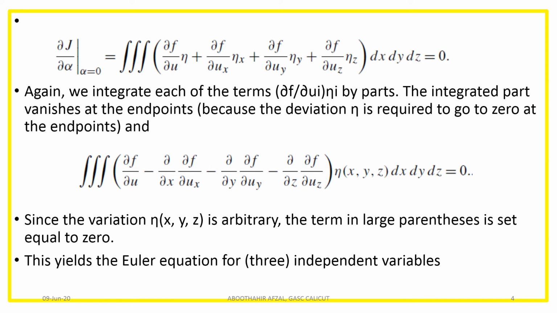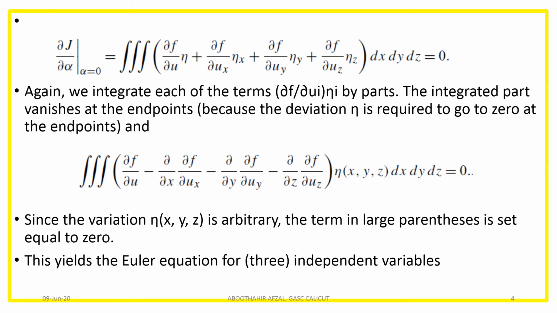Eta will come because of the second term, the partial derivative with respect to alpha, plus dou f by dou ux, because f is also a function of ux, so we have to differentiate f with respect to ux and then ux with respect to alpha. That means eta x is nothing but dou ux by dou alpha. Similarly, the third term will be dou f by dou uy into eta y, that is dou eta by dou y. Similarly, we get the next terms, all into dx dy dz.